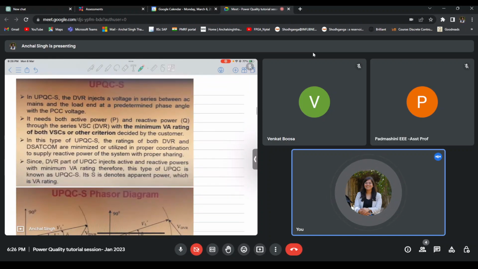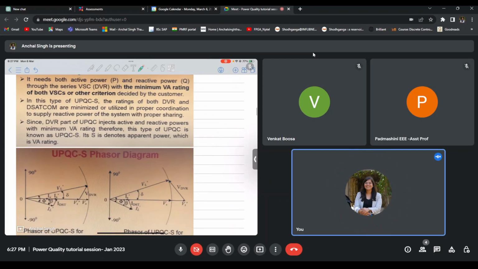Now let us talk about UPQC-S. UPQC-S is a kind of UPQC that can deal with both active and reactive power. In UPQC-S, the dynamic voltage restorer injects voltage in series and it can inject both active and reactive power, with the minimum VA rating of both VSCs and other criteria.